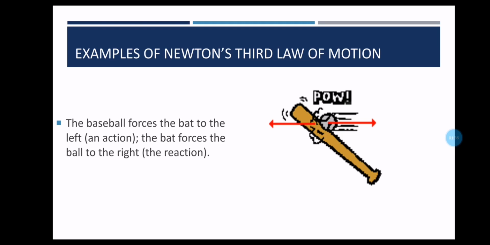Another example: the baseball forces the bat to the left. This is the first one. This is the action force because it started. And the bat forces the ball to the right. This is the reaction. So as you can see, they are equal in magnitude but in opposite direction.